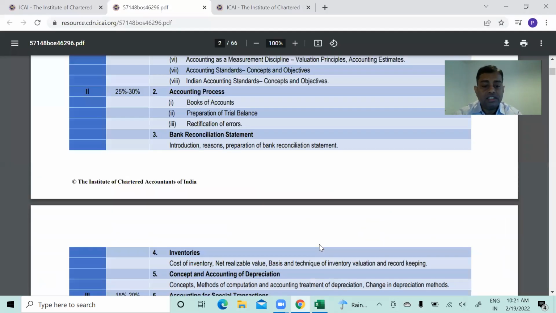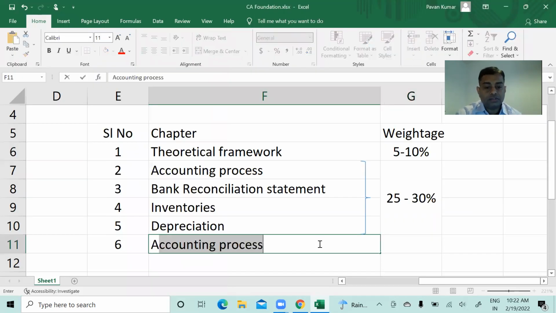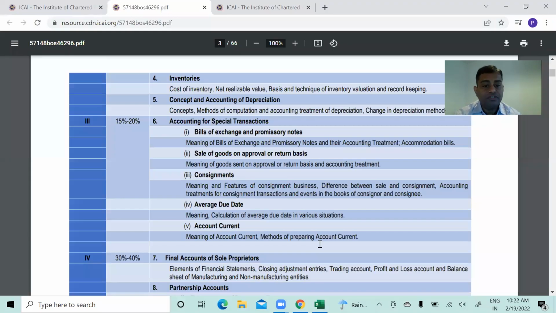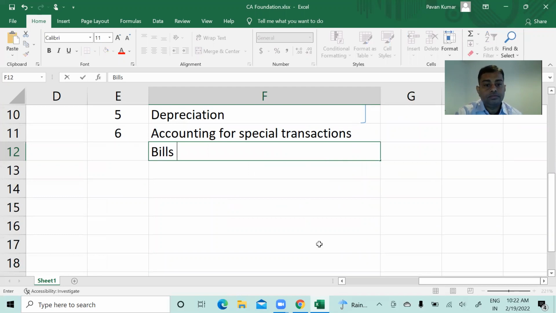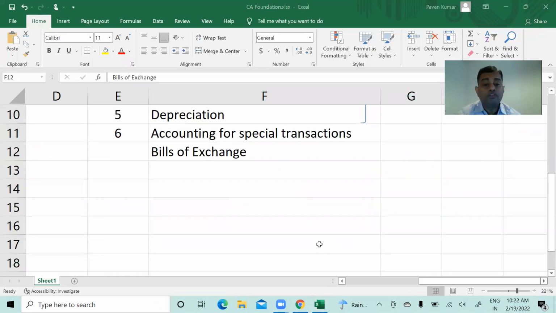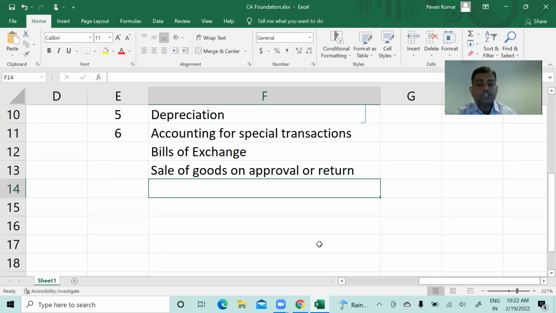Sixth chapter. What is the sixth chapter? Accounting for special transactions. Under that they have given so many things. One is bills of exchange. You can put A, B, C, D or 1, 2, 3, 4 or Roman numerals. So the first topic under special transactions is bills of exchange. Then the next one is sale of goods on approval or return. This is the second item under the sixth chapter.